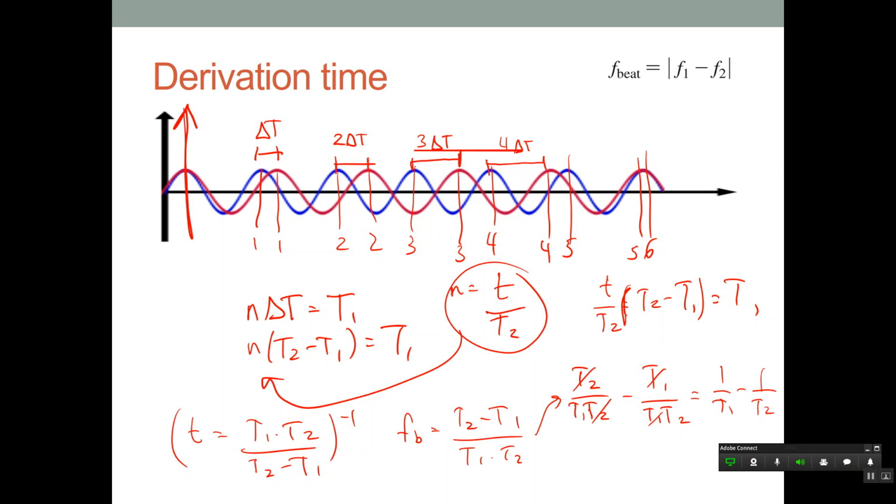This T represents the period of my beat, right? Because it's the amount of time it takes for it to re-reach synchrony. So one divided by that amount will give me the frequency at which I'll reach synchronization. Okay. And so 1 over T1, well, that's just F1. And 1 over T2, well, that's just F2. So I have my proof right there. FB is equal to F1 minus F2.